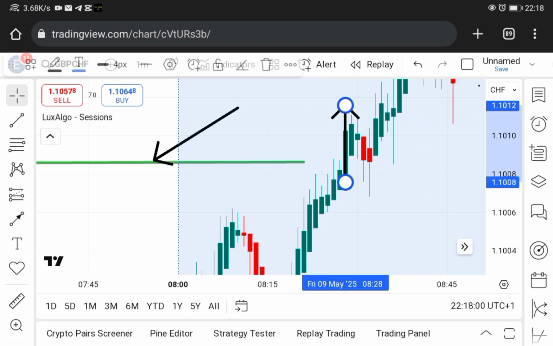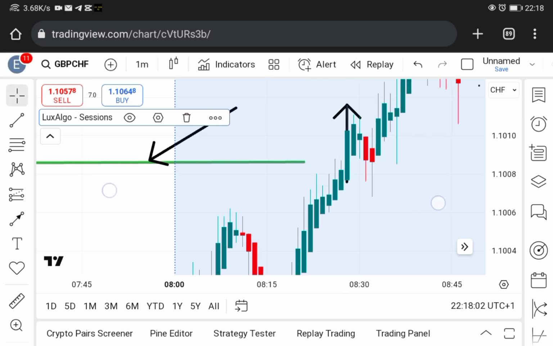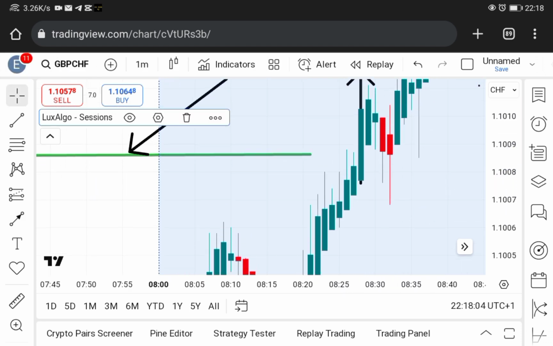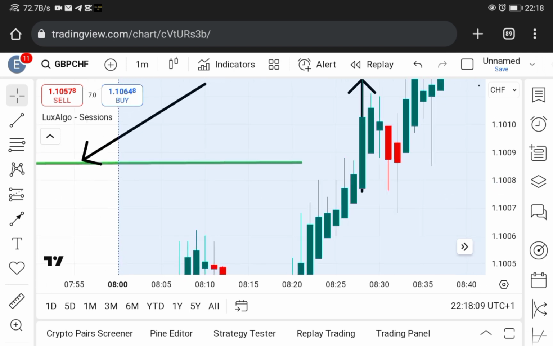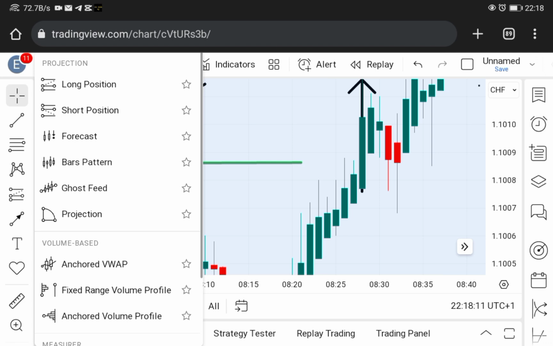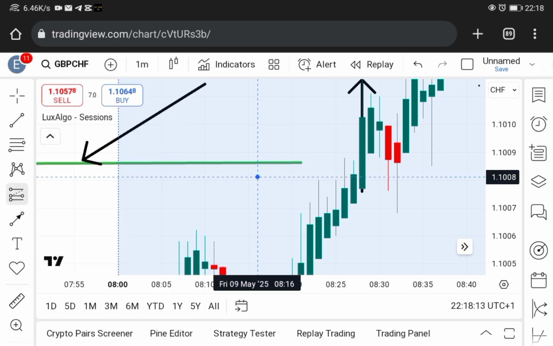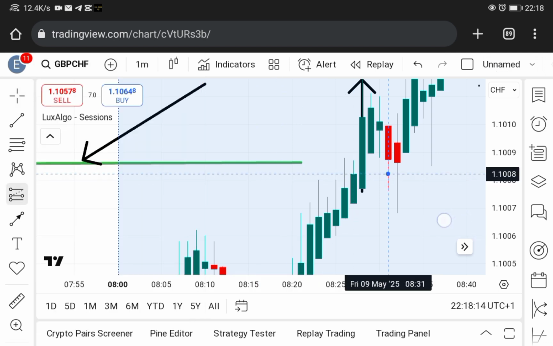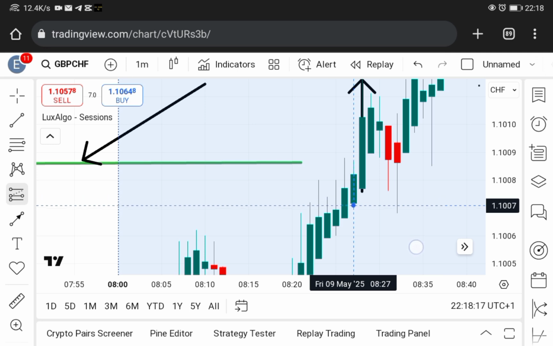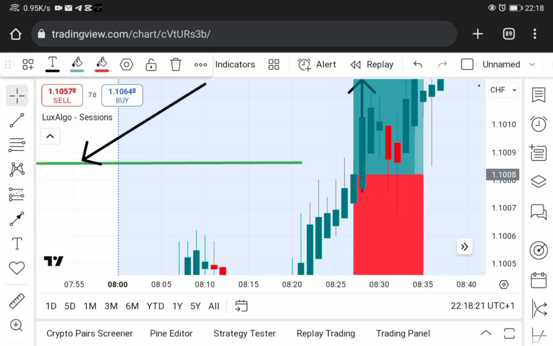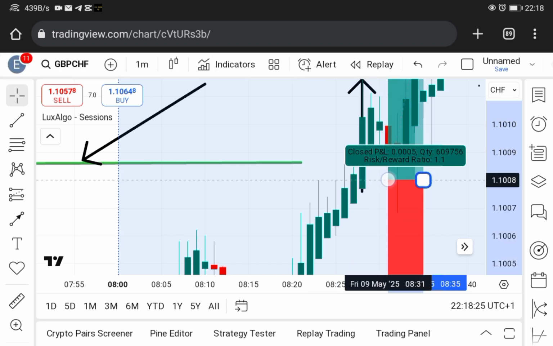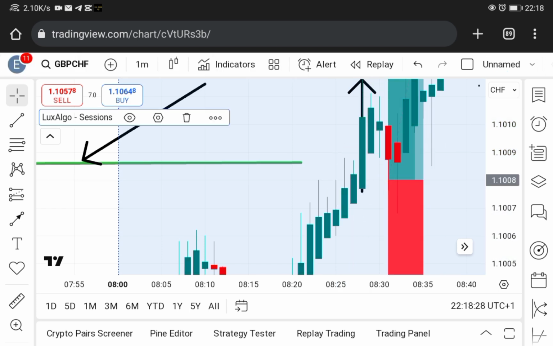So what you should do for you to place your trade is around the second candle. This second candle is where you have to place your trade. I will tell you why. Place your trade at the second candle.